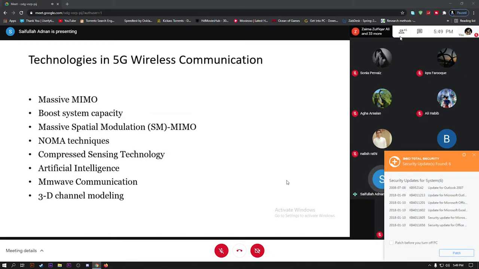The first one is massive MIMO, which also helps increase system capacity. Maybe some of you have heard about spatial modulation. It is also a really good technology which has been evolving into index modulation. And NOMA, non-orthogonal multiple access. Compressed sensing is a new paradigm, a very important signal processing technology used for wireless communication, which is also a hot topic. Then artificial intelligence, millimeter wave communication, and 3D channel.